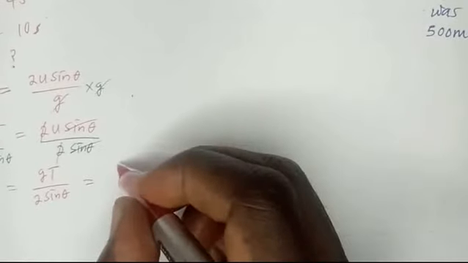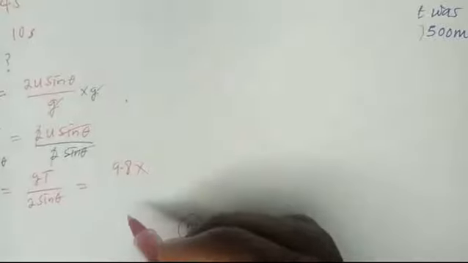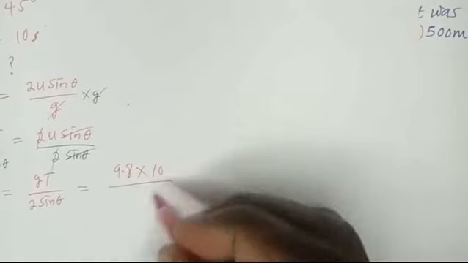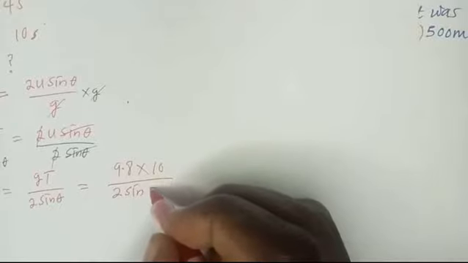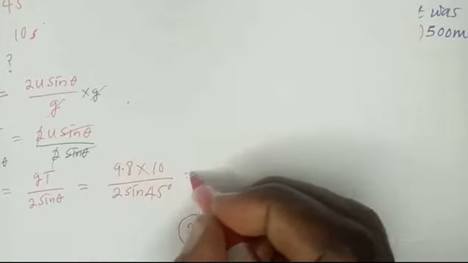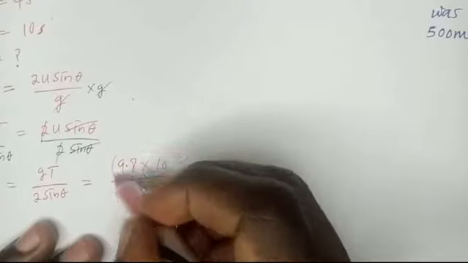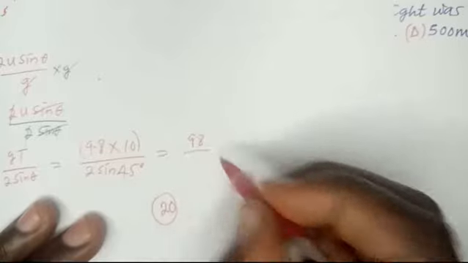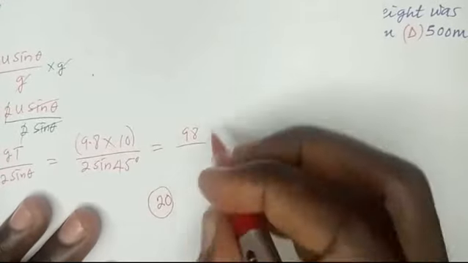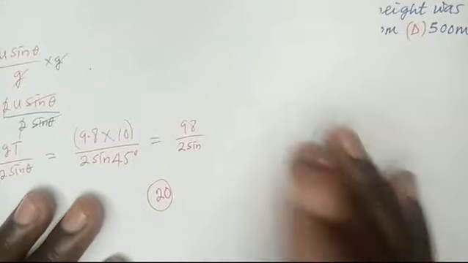My g is 9.8, multiplied by my t, which is given as 10 seconds, divided by 2 sine of the angle I am given, which is 45 degrees. So when I do that, 9.8 times 10 will just be 98, divided by 2 sine 45 degrees.